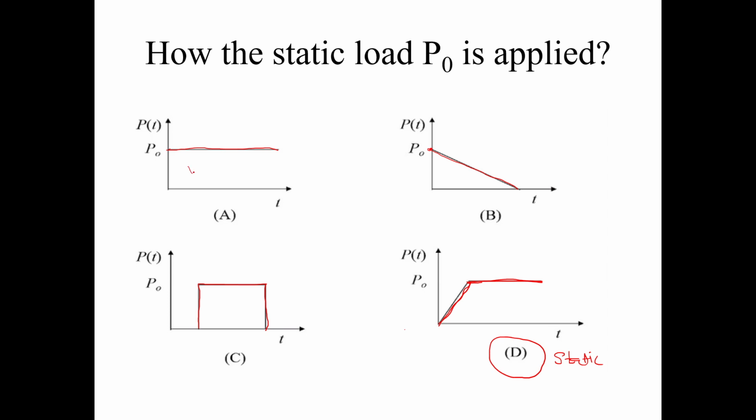In the other cases, A, B and C, you can see the load is suddenly applied. Here we have another term, the rise time, TR. If the rise time is very small, we call it a dynamic load, and if the rise time is much larger, we call it a static load. This is one parameter for deciding whether a load is static or dynamic. There are other factors also, like stiffness, flexibility, etc.